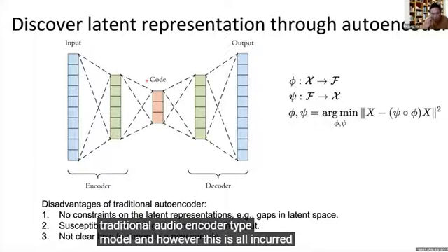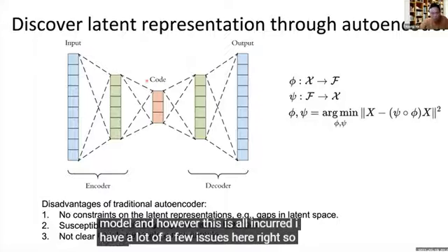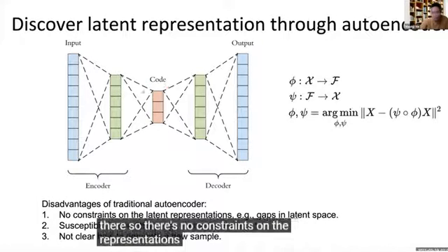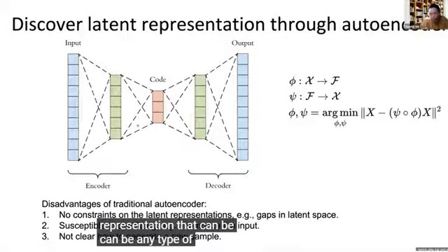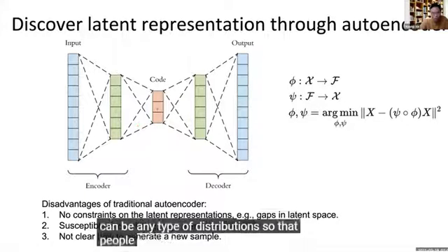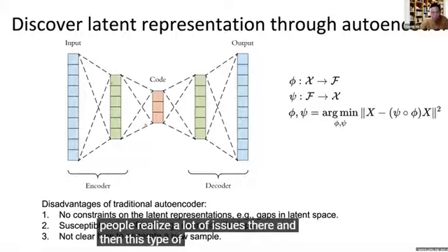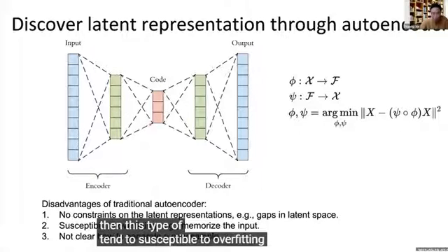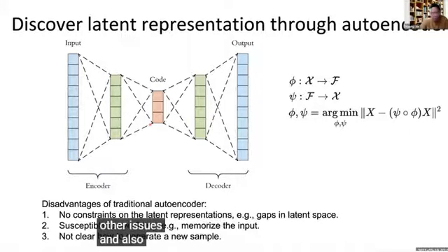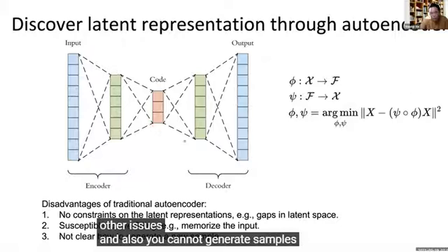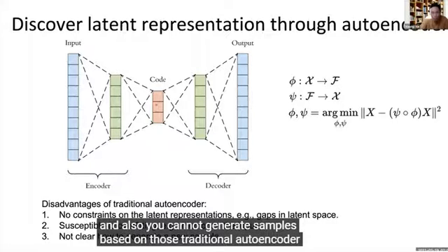However, this autoencoder has a few issues, right? There are no constraints on this latent representation. That can be any type of distribution. So people realized a lot of issues there, and this type of model tends to be susceptible to overfitting, and a few other issues. And also, you cannot generate samples based on those traditional autoencoder types of models.